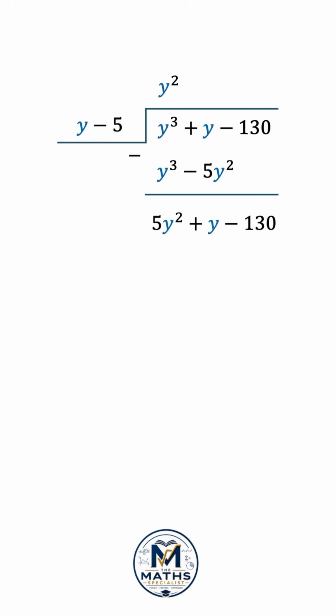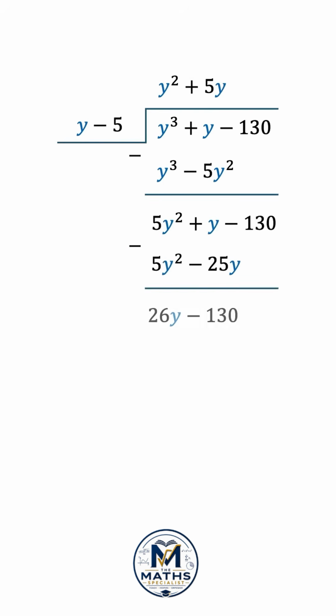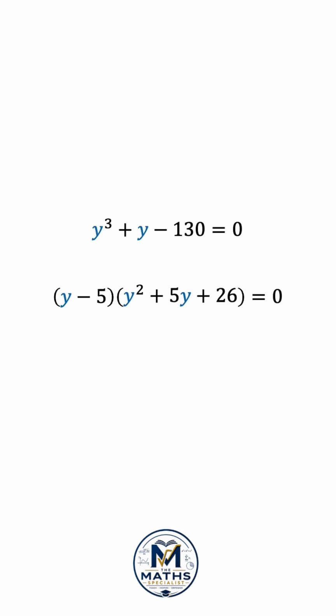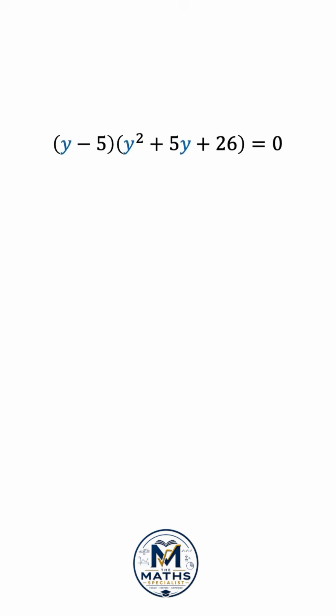We now need to multiply by 5y. Doing so and subtracting, we get 26y minus 130. Finally, we multiply by 26 and we get a remainder of 0 as expected because we know the cubic is divisible by y minus 5. So we now know that the quadratic we set out to find is this y squared plus 5y plus 26.